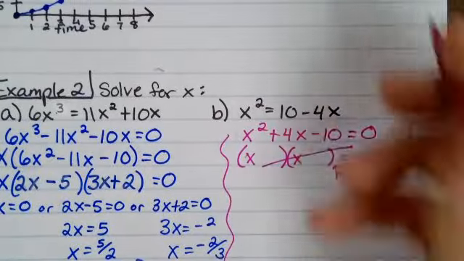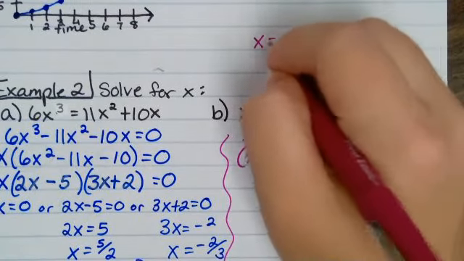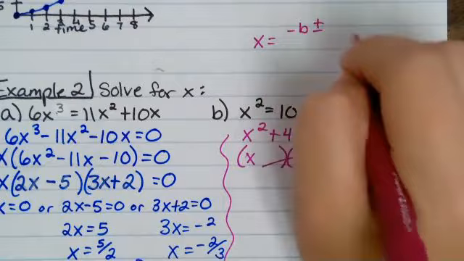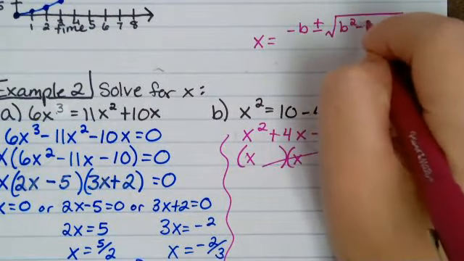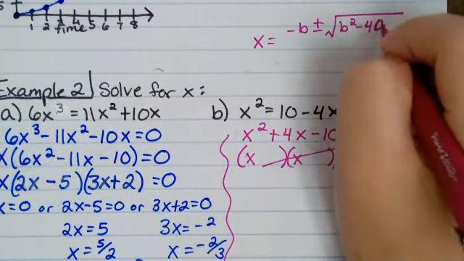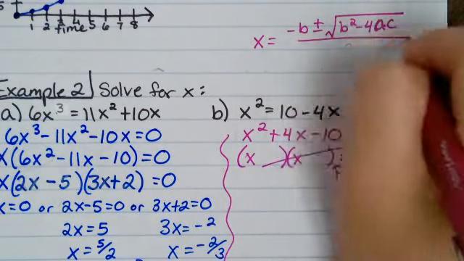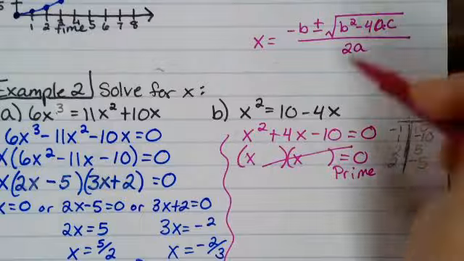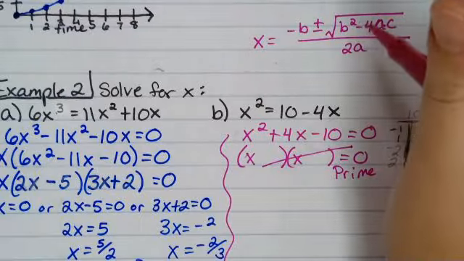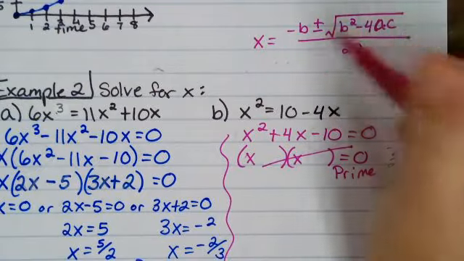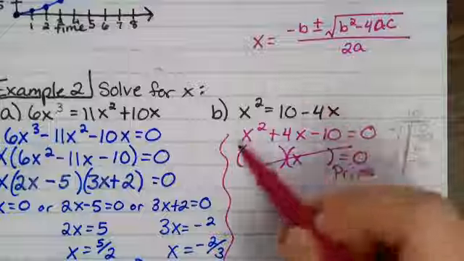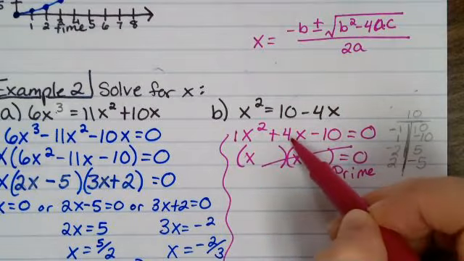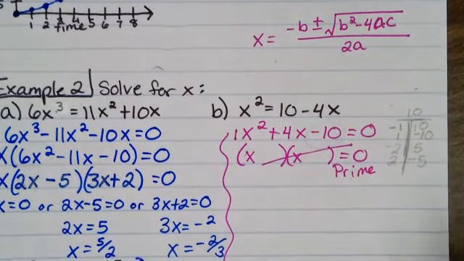I'm going to write that up here, but you will need to have this memorized. It's going to happen hopefully kind of naturally for some of y'all, but if not, you're going to have to make yourself learn it. So this is negative b plus or minus the square root of b squared minus 4ac all over 2a. And we're just going to plug the numbers into that where they go. My a is a 1, my b is 4, my c is negative 10.